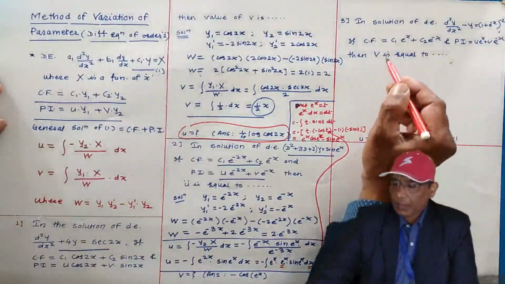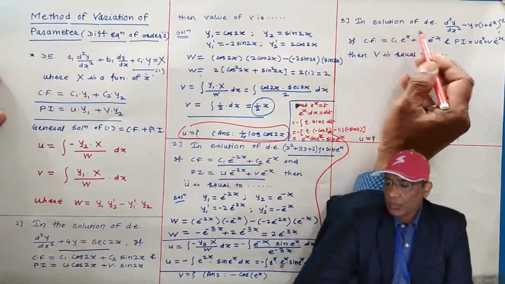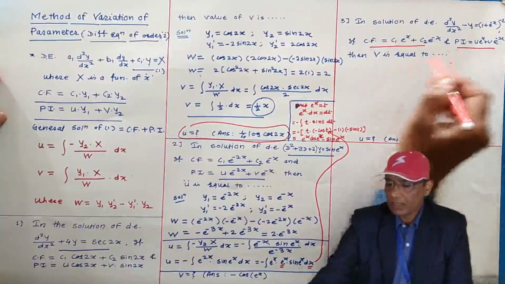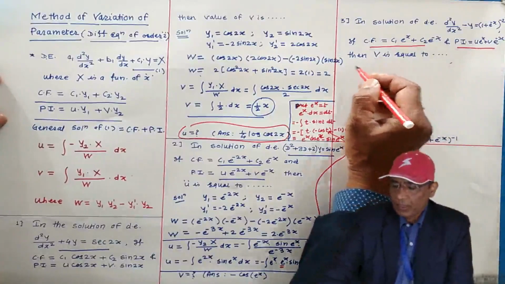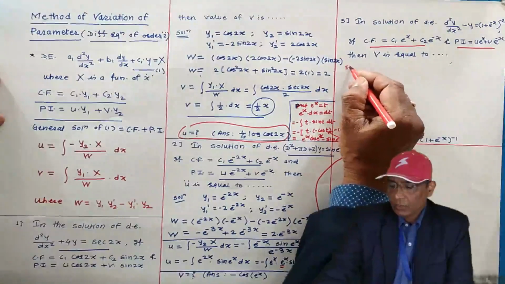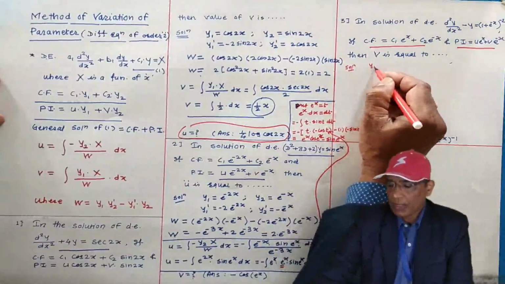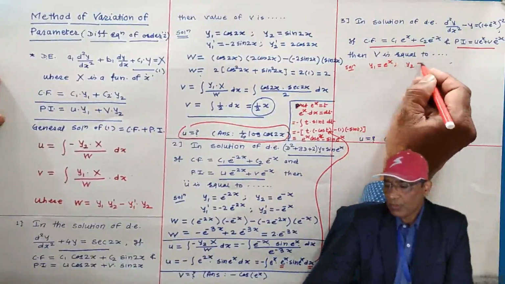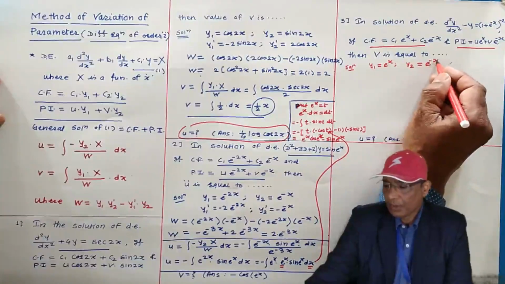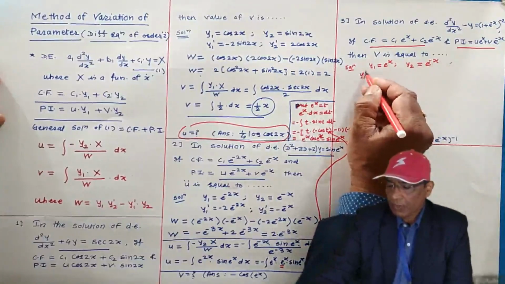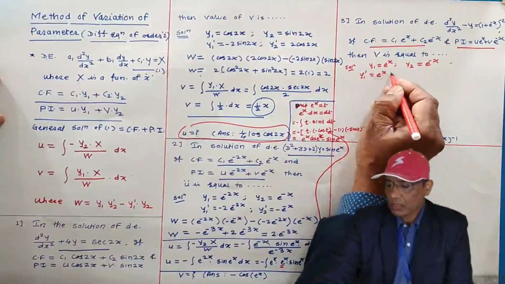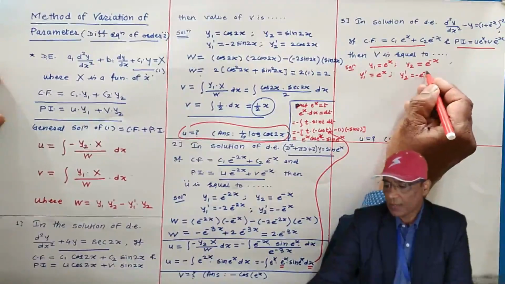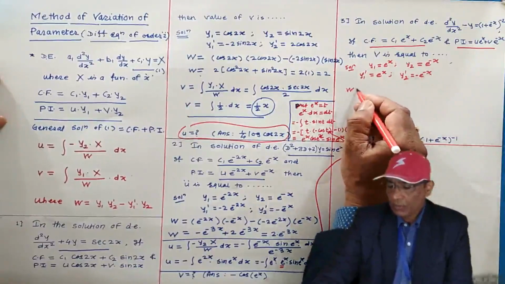Now, next problem. In solution of this differential equation, complementary function is given, particular integral is given, the value of v we have to find. As we have done previously, so write down value of y1 is coefficient of c1, y2 is coefficient of c2. Then take its derivative, y1 dash, derivative of e to the power x is e to the power x, derivative of e to the power minus x is minus e to the power minus x. Find value of w is what?